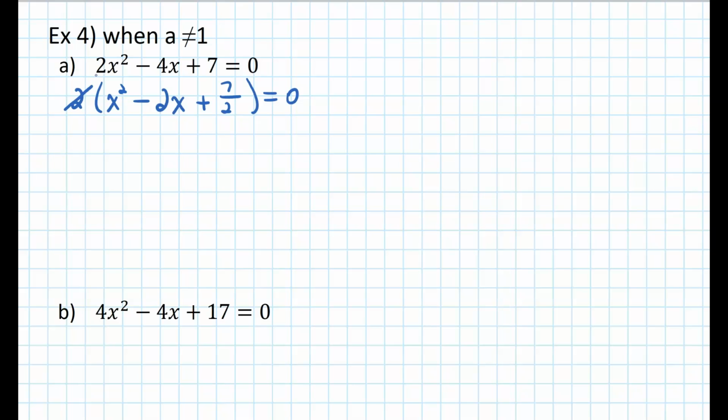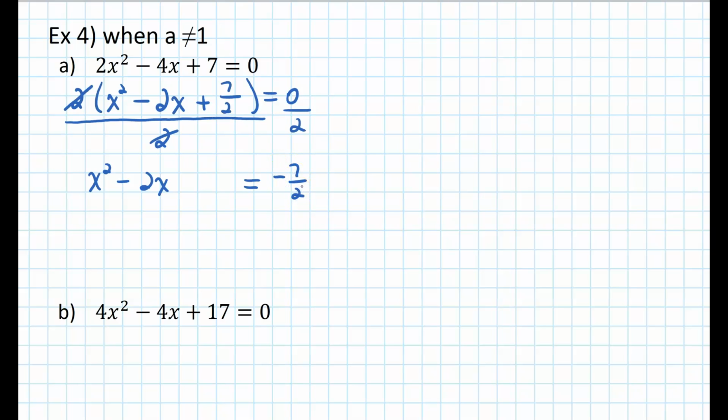All right. So now, remember, I'm trying to get this by itself. So if I divide both sides by 2, I'm still going to get x squared minus 2x plus 7 halves is 0. Okay. All right, so what I'm going to do is set myself up by leaving some space here because I know I'm going to complete the square. I move the 7 halves to the other side, so negative 7 halves.